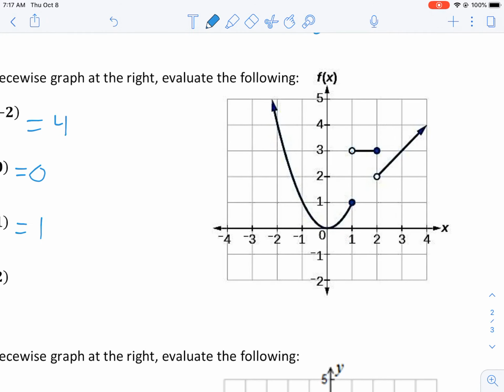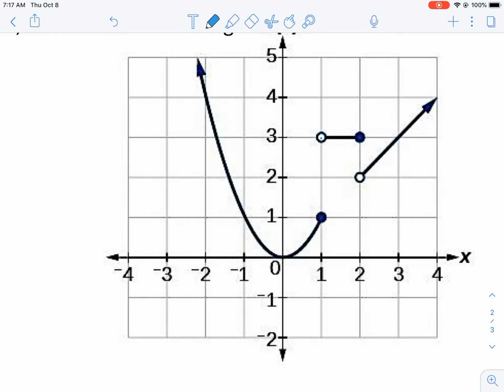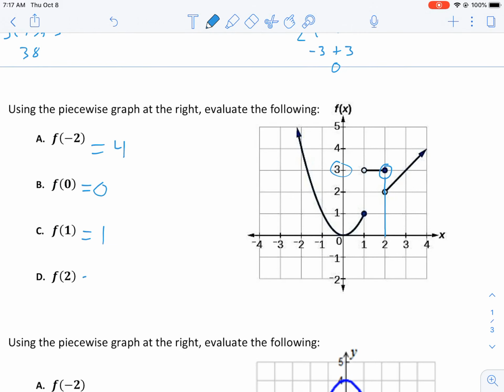F of 2, we look up. Again, there's 2 dots. We don't care about the open dot, we pass right through it. We want to go find the closed dot. That closed dot is at 3, so f of 2 is 3.